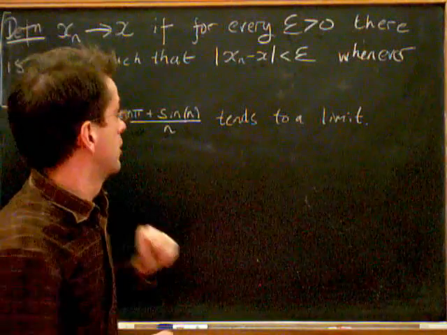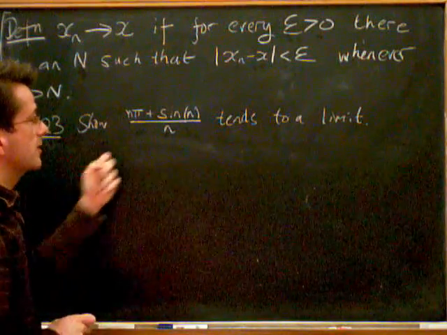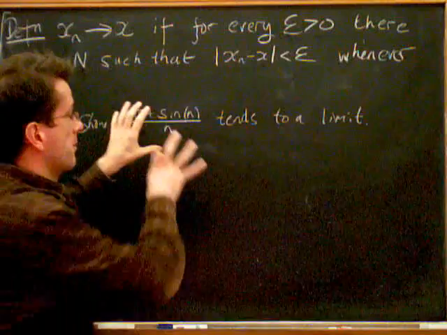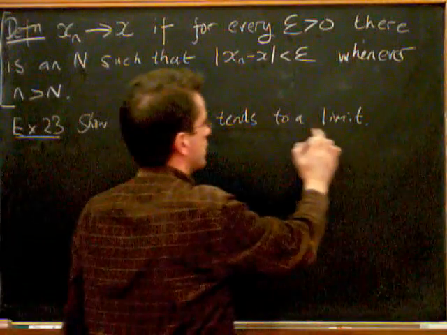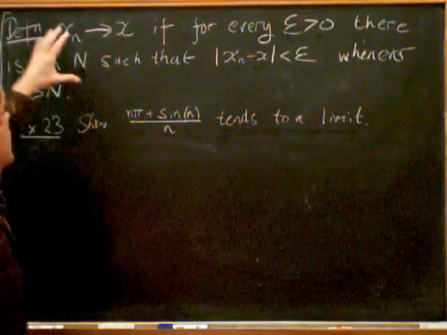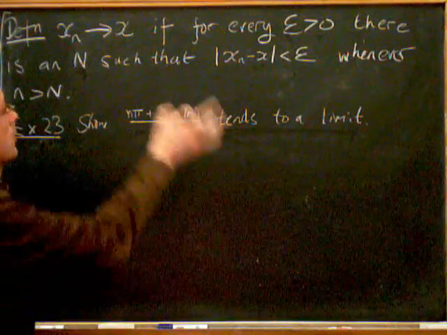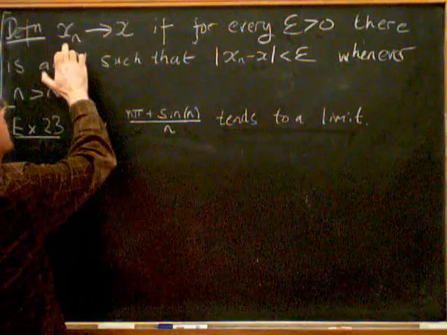Now before we can do that, what we have to do is remind ourselves what that actually means. It's completely meaningless unless we know what the definition of tends to a limit is. So we have to go back to the definition, which is why I've written it up here. What does it mean for a sequence xn to tend to a limit?